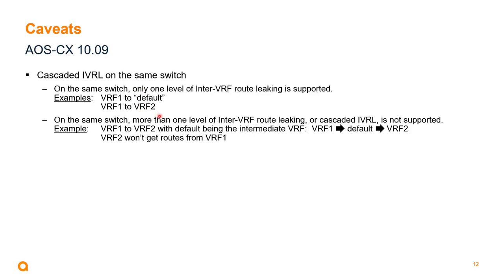However, on the same switch, you cannot have more than one level of inter-VRF route leaking, which we can also call cascaded IVRL. That is not supported. So for instance, if you would like to leak VRF1 to VRF2 through an intermediate VRF that would be the default, that is not possible. VRF2 won't get routes from VRF1. So you cannot leak VRF1 to default and then leak the same routes from the default to VRF2. It will not work. The multicast route leaking is not supported.